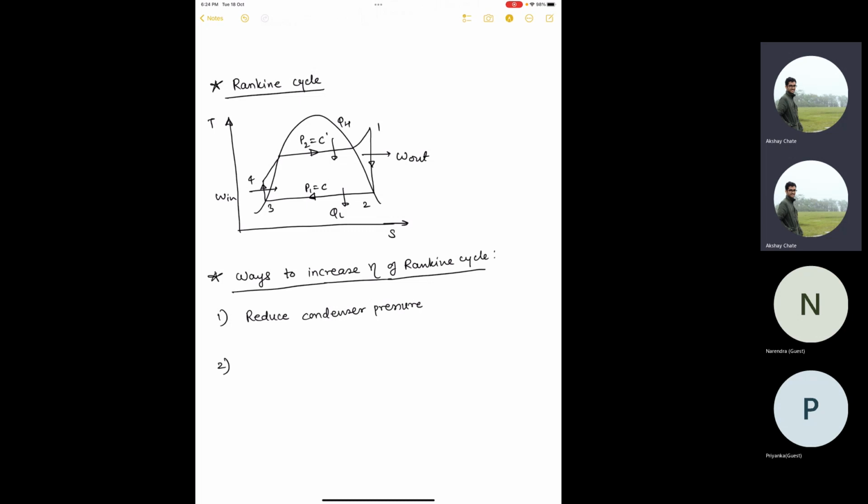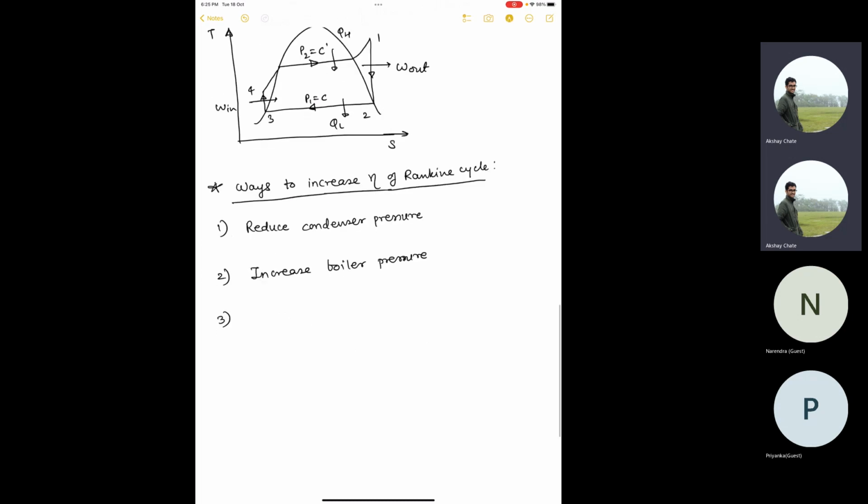Then the other thing is to increase boiler pressure. This increases the mean temperature of heat addition. But again, when you want to increase boiler pressure, you have to heat the liquid water to higher temperatures, and that's where you need more fuel or higher quality fuel, etc. So that is also a cost increasing factor. So these two are quite straightforward.